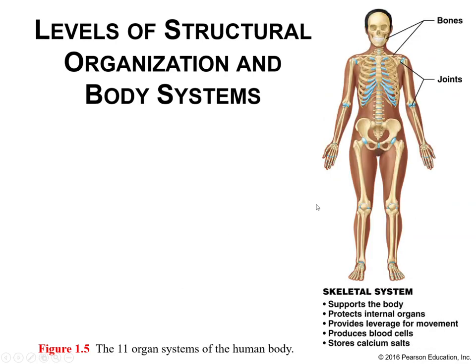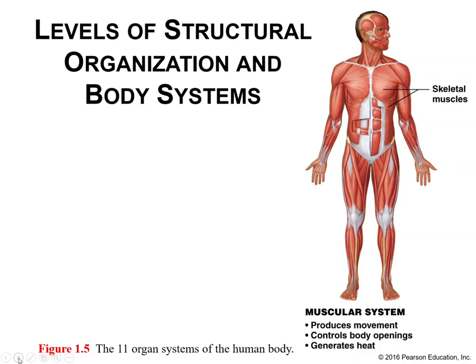Exam 2, we'll be looking at the skeletal system and the muscular system. Skeletal system supports the body, protects internal organs, provides leverage for movement, produces blood cells, and stores calcium salts. Our muscular system produces movement and controls our body openings with sphincters and generates heat.